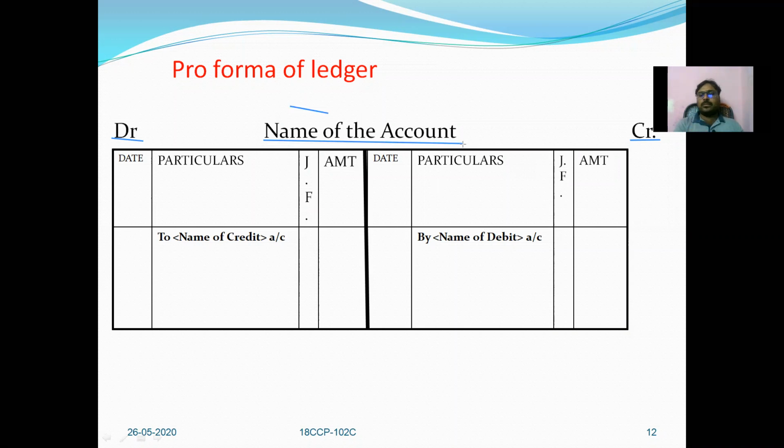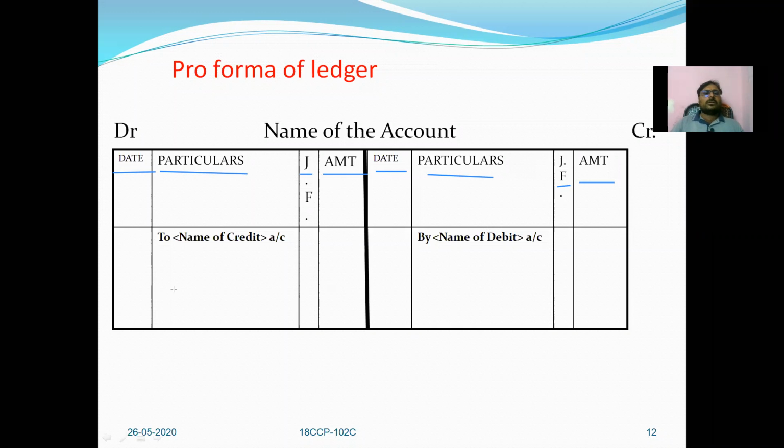It is named in the middle of the account. This is total debit. Left hand side is debit, right hand side is credit, total credit. Next, debit side has 4 columns and credit side also has 4 columns. Debit side: date column, particulars column, JF column, amount column. Same for the credit side: date column, particulars column, JF column and amount column. In total the account has 8 columns, 4 debit columns and 4 credit columns.